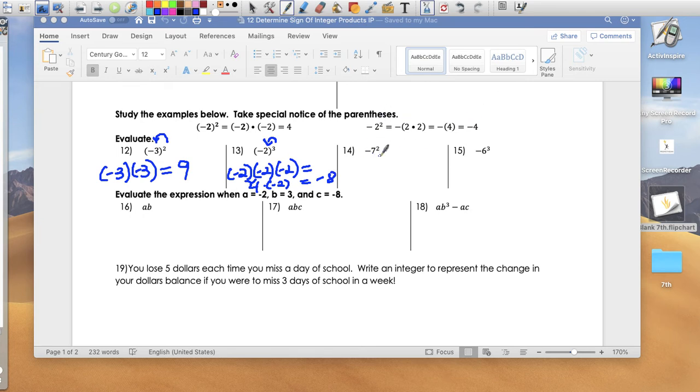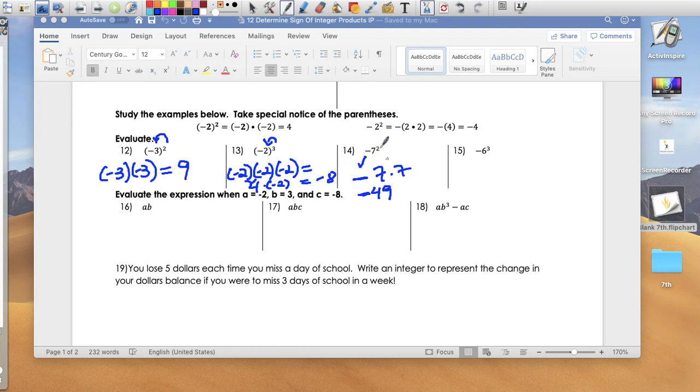This one says minus 7 to the second power, and the only thing raised to the second power is the 7, not the minus. So that minus sign, let me just put it here on the side, and then take care of this 7 to the second power. 7 to the second power is 7 times 7, right? So I'm expanding only the 7, not the minus sign. So let's keep that negative sign outside, and 7 times 7 is 49.